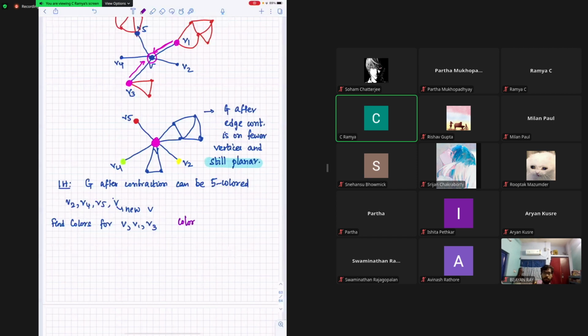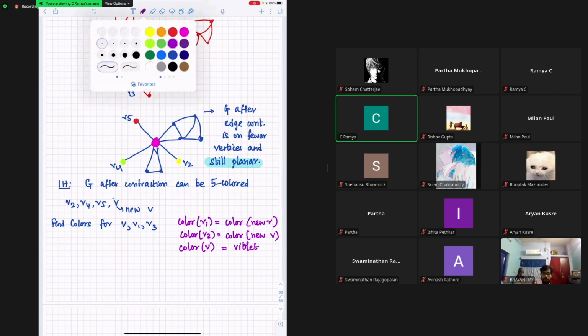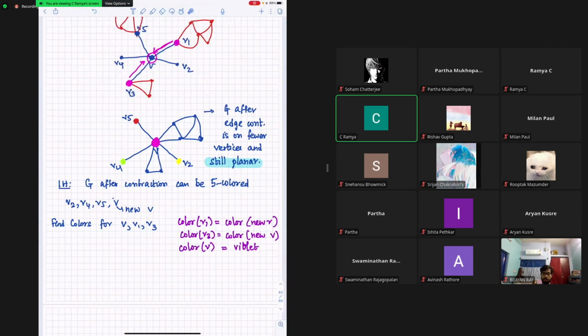So the color of V1 in the graph is the color of new V. Color of V3 is also the color of V. And the color of V in the original graph is the fifth color. Let's say violet. So assuming I have used 4 colors and violet has not yet been used. Is this a proper coloring? So let's just check that.